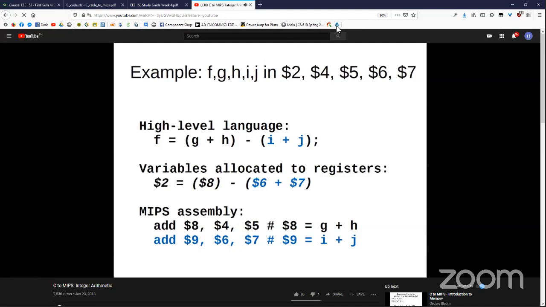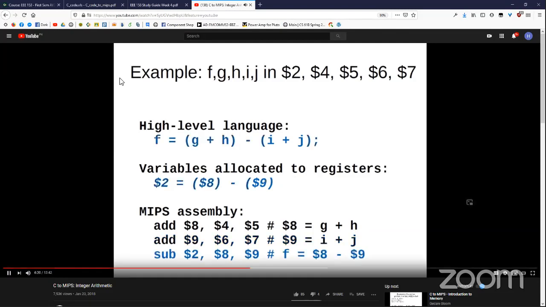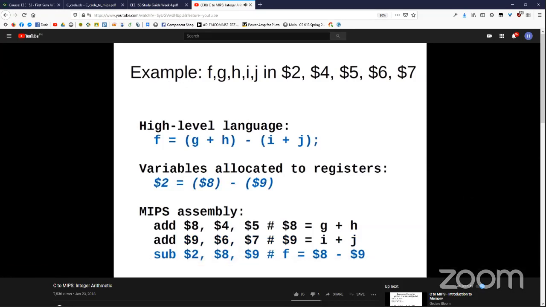Now that we have the two sub-expressions, G plus H and I plus J, calculated, we can do the subtraction. Subtraction is sub $2, that'll be the result, $8, $9. So that $8 minus $9 will get stored into $2. In the end, $2, associated with the variable F, will contain the result of the expression as expected.